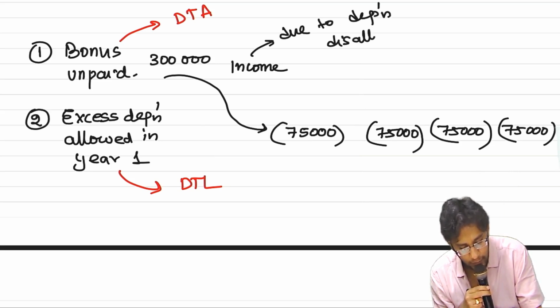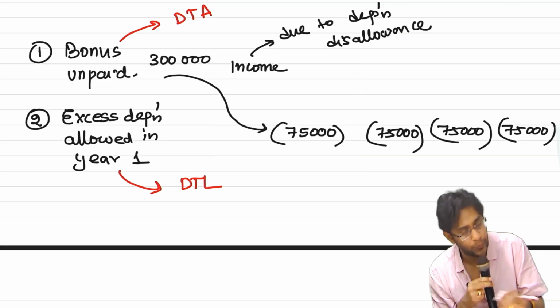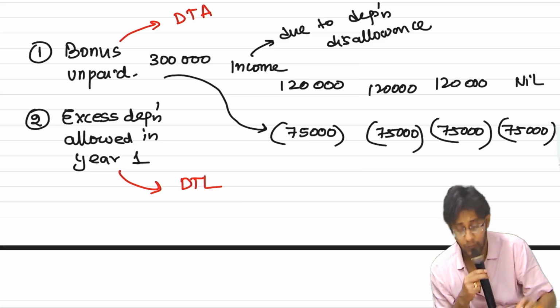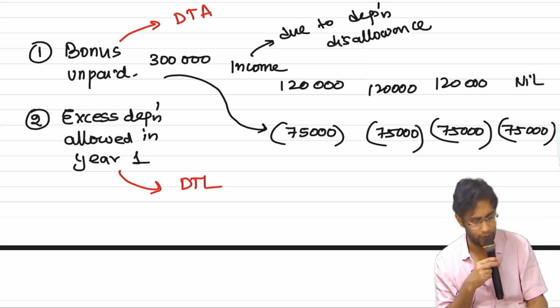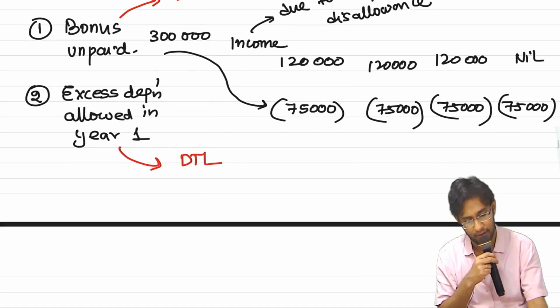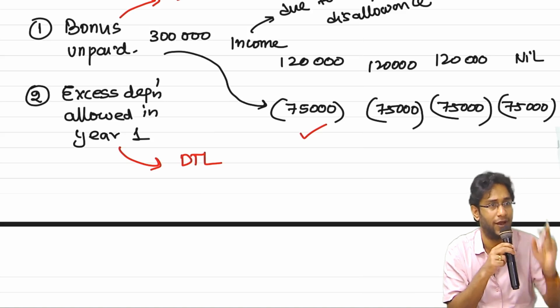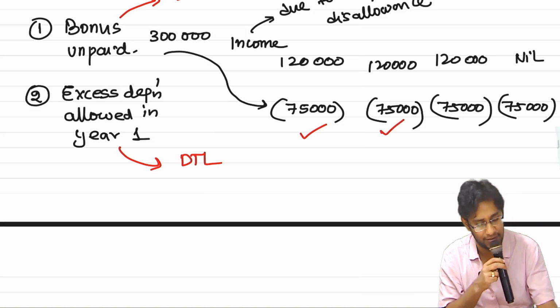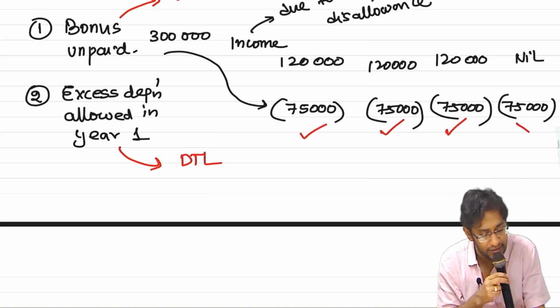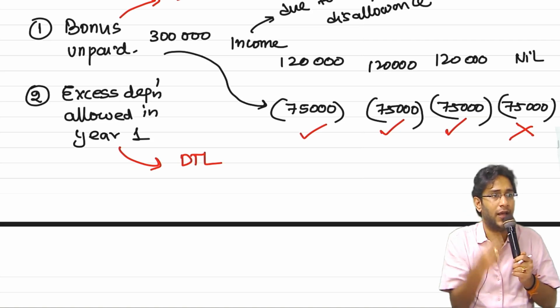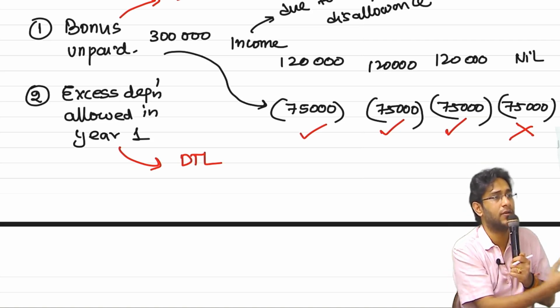depreciation disallowance. Suppose I am having 1,20,000, 1,20,000 and 1,20,000, and here nothing. Asset life is only remaining 3 years. Now tell me, sir, is 75,000, can I claim this deduction? Yes, because I will have income. Is 75,000? Yes. Is 75,000? Yes. Is 75,000? Okay, I do not have corresponding income against which I can claim this deduction.